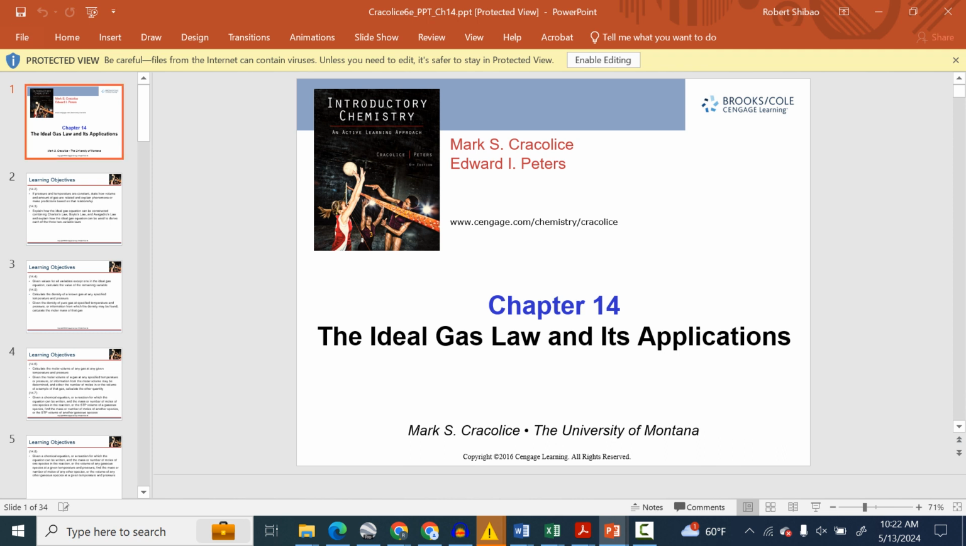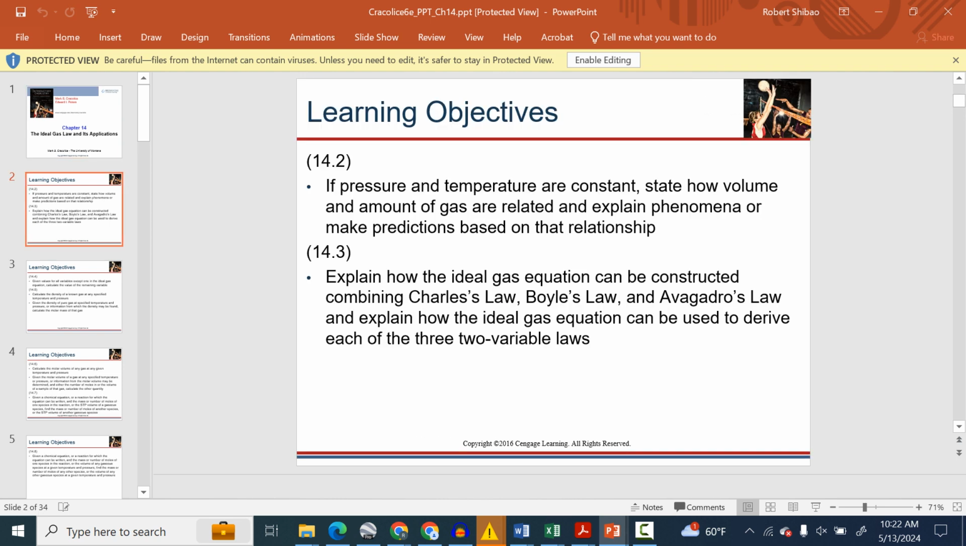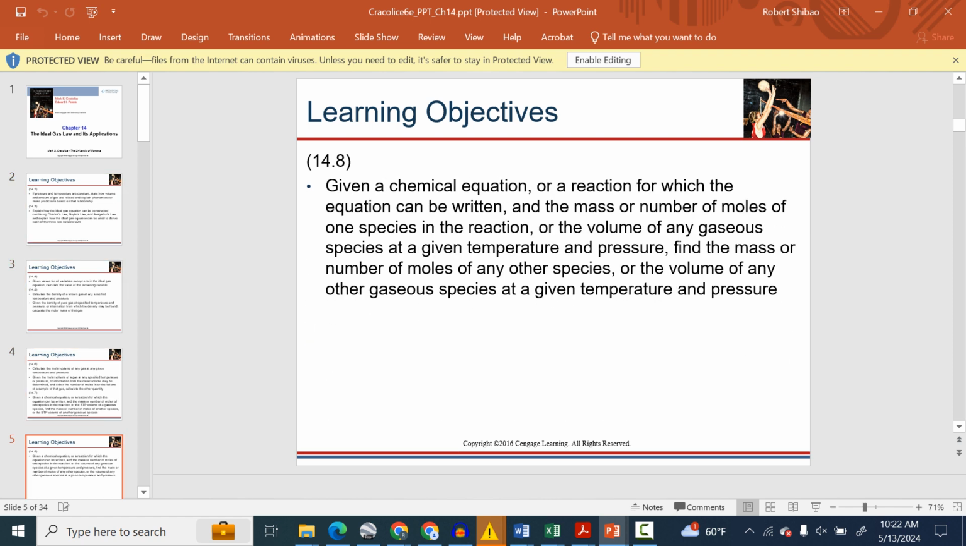Unfortunately, there is some memorization that you have to do in science. It would be nice not to have to memorize anything. The ideal gas law is pretty easy to memorize, though. So we're going to talk about the ideal gas law.